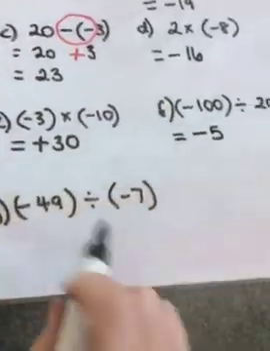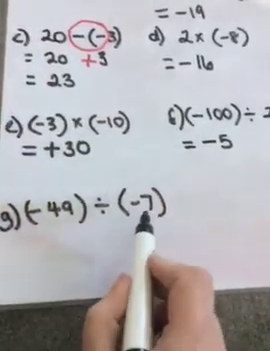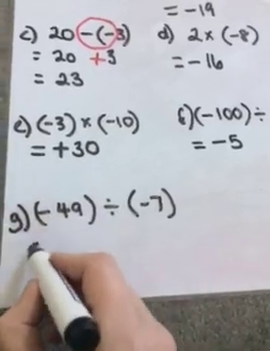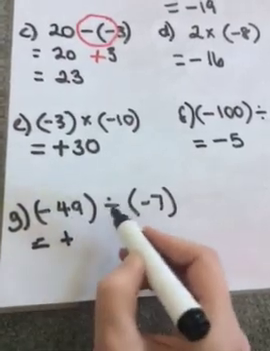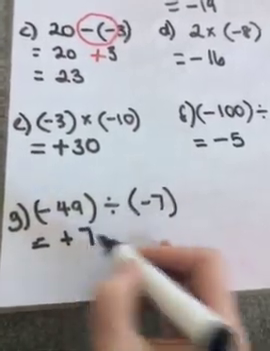Final example, this time we've got 2 negatives again, and we're dividing this time, so our answer is going to be positive. And 49 divided by 7 is 7. It's as simple as that.